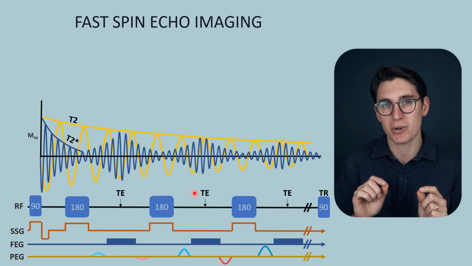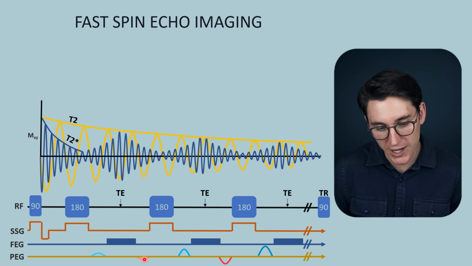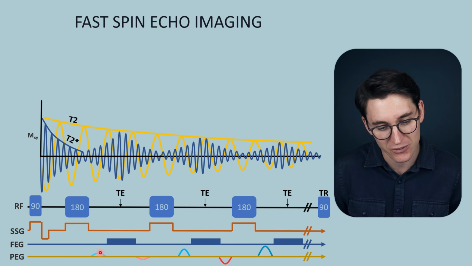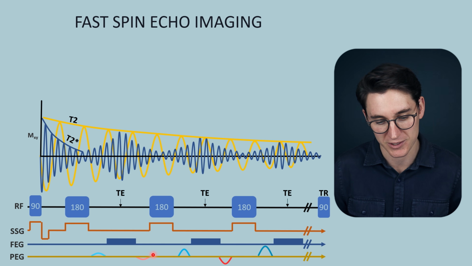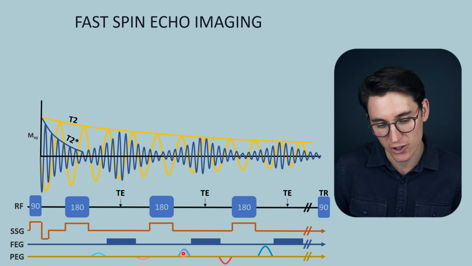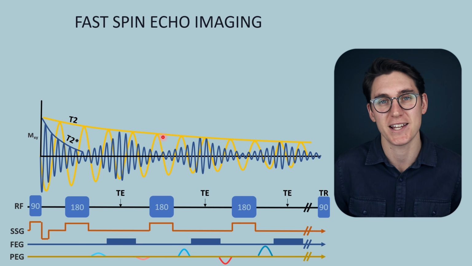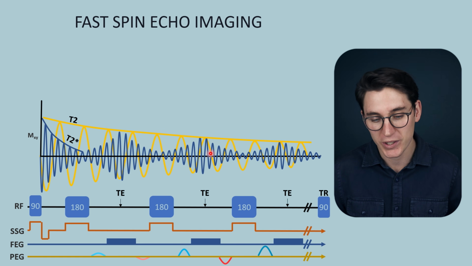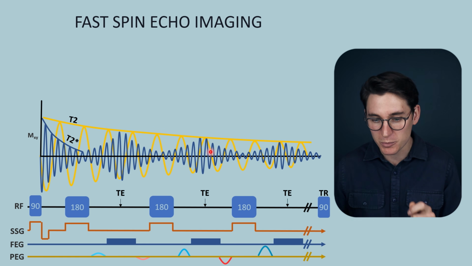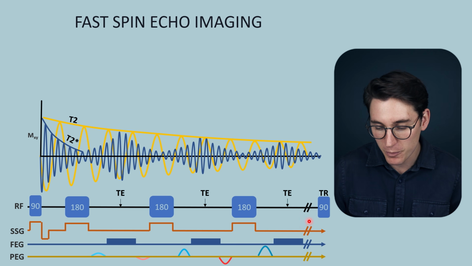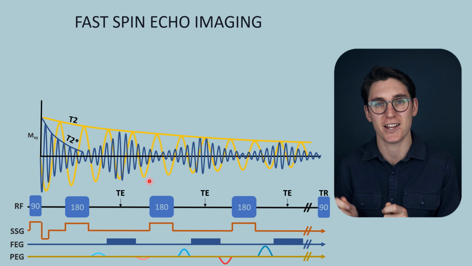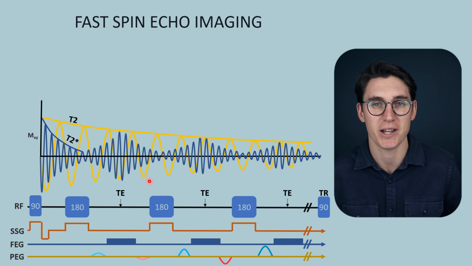Now why can it fill a separate line of k-space? Well, we apply what's known as a rewinder phase encoding gradient to cancel out the effects of this initial phase encoding gradient. So during this next echo, we can apply a different phase encoding gradient that corresponds to a different line of k-space. We can then repeat these echoes multiple times prior to then repeating the sequence itself at the next TR. And this is why this is called fast spin echo imaging. We are creating multiple echoes.